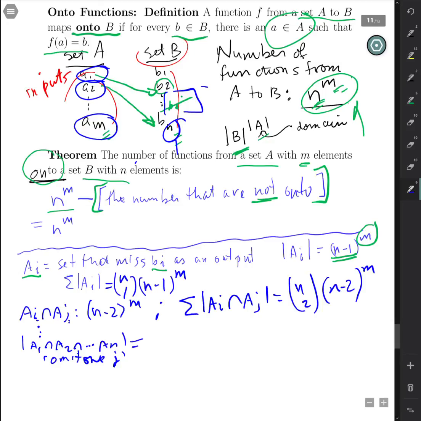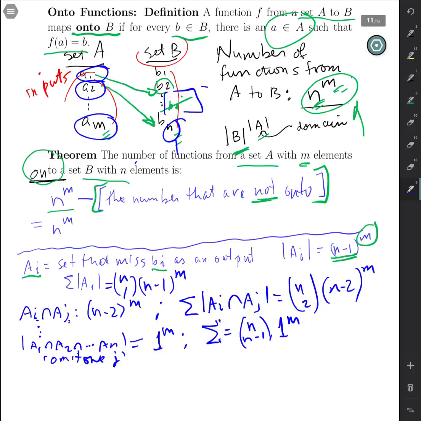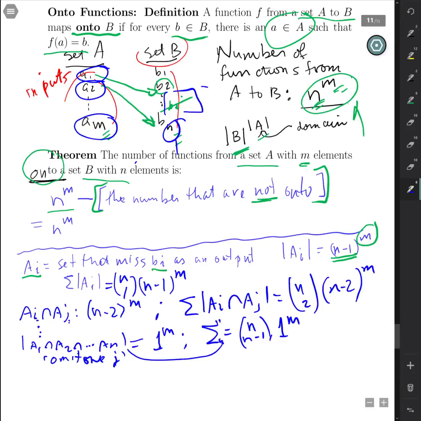And so how many of those are there? Well, it's one possible output every time, and the sum of those would be how many ways we can pick n minus 1 to miss, leaving 1 that we use as a constant function, times 1 to the m, which of course is just 1. Right? So that's what it is there. I didn't want to write out all these sets in here. Crazy to write them all out.